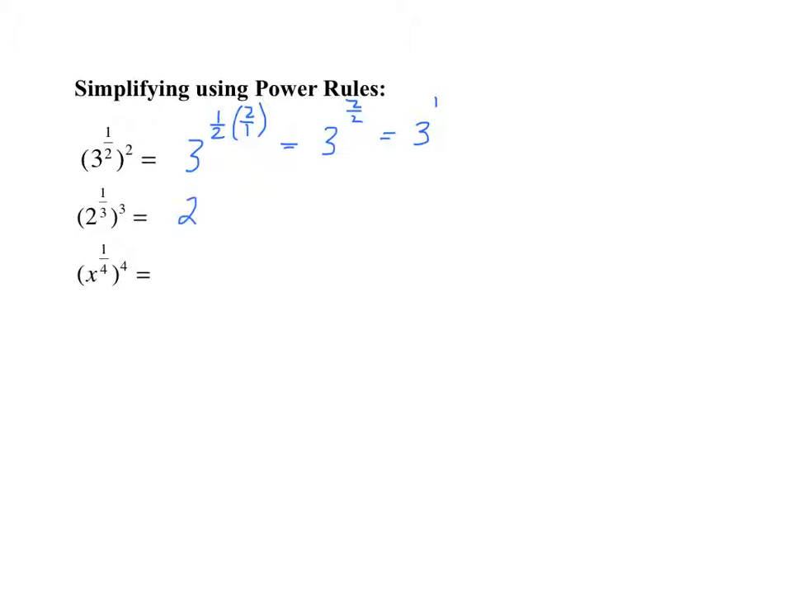Similarly here, 2 to the 1/3 times 3 over 1 would equal 2 to the 3 over 3, which equals 2 to the 1. And then here we can venture that we're going to get x to the 4 over 4, which will equal x to the 1.